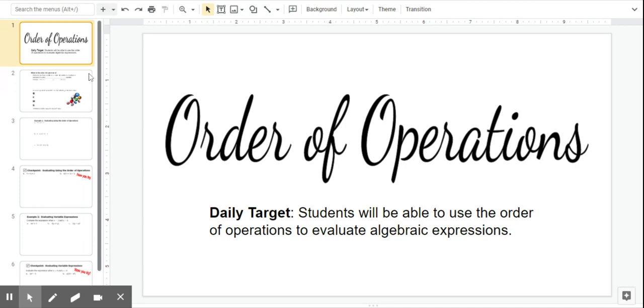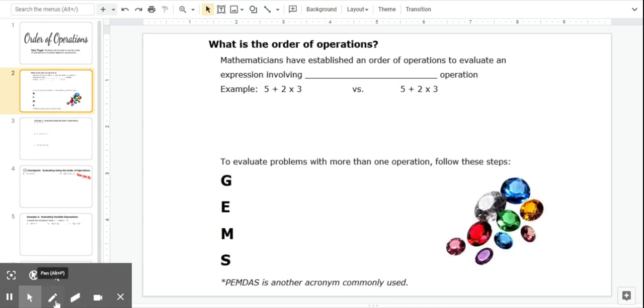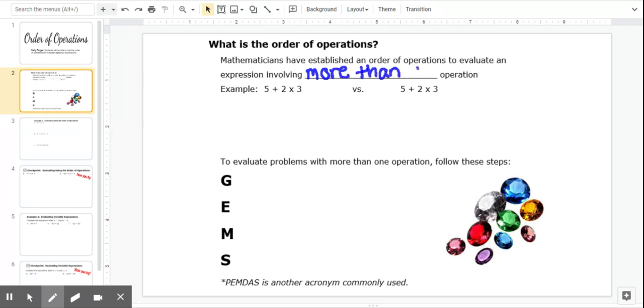Here we go. So what exactly are the order of operations? Mathematicians have established an order of operations to evaluate an expression involving more than one operation. So let's talk about why this is important.